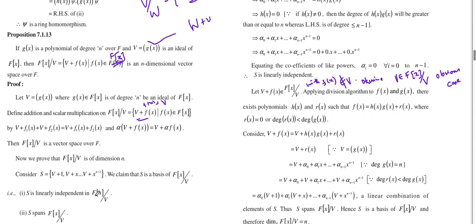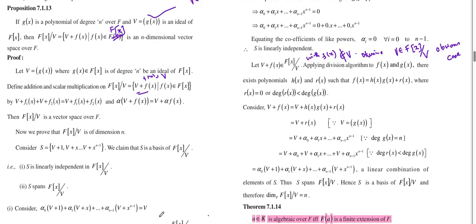Now, having got that to be a vector space, we should try to check whether it is finite dimensional and find a basis so that its dimension is explicitly known. So we consider this collection S, which is the set of all elements V plus 1, V plus x, and so on, V plus x power n minus 1. We claim that this is a basis for our F[x]/V. For that, we have to show that S is linearly independent and S spans this.